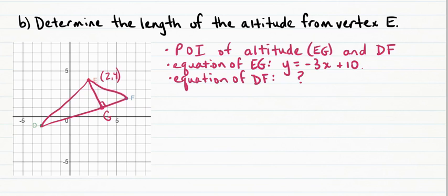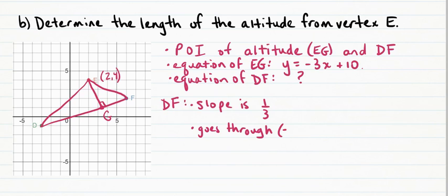Okay, so to find the equation of DF, we need to know the slope and the y-intercept. For DF, we know that the slope is 1/3. We had already calculated that in the previous question as well. And it goes through both points D and F, so we can use either point. Let's say we use point D, and the coordinates of D are (-3, -1).